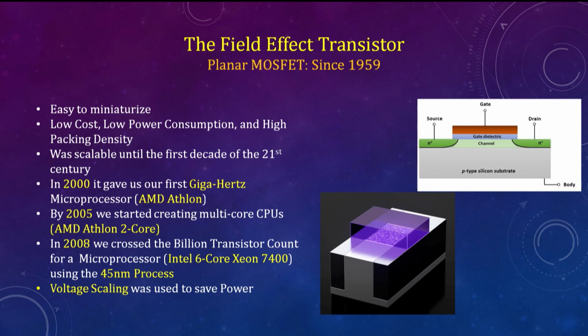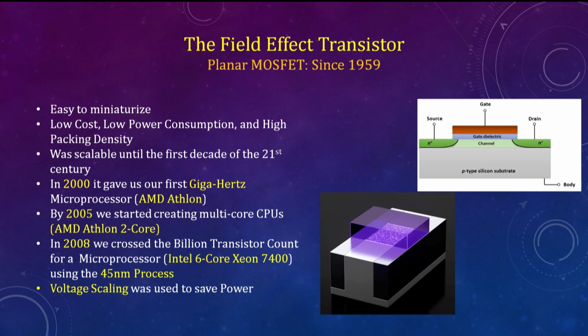You can start shrinking the size of those transistors, and as a result, you can put more and more transistors into what is called a chip today. And so you can have higher packaging density, for example, and as a result, you can have even lower cost because the size is small and it is scalable. Now, until the first decade of the 21st century, we were able to scale this all the way up to billions of transistors.